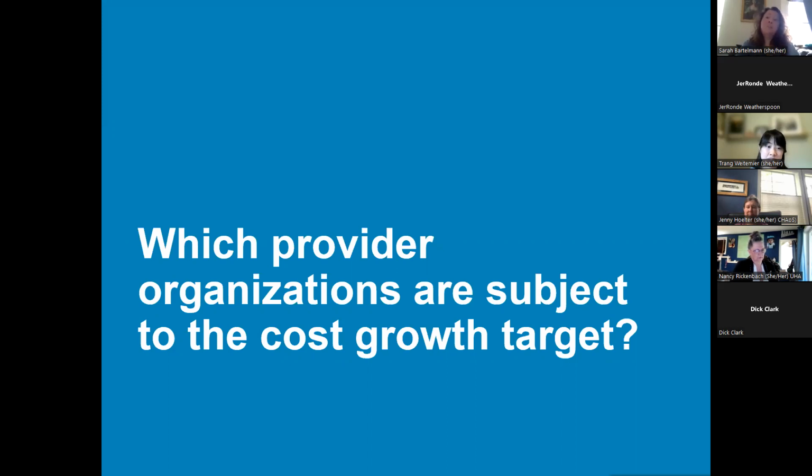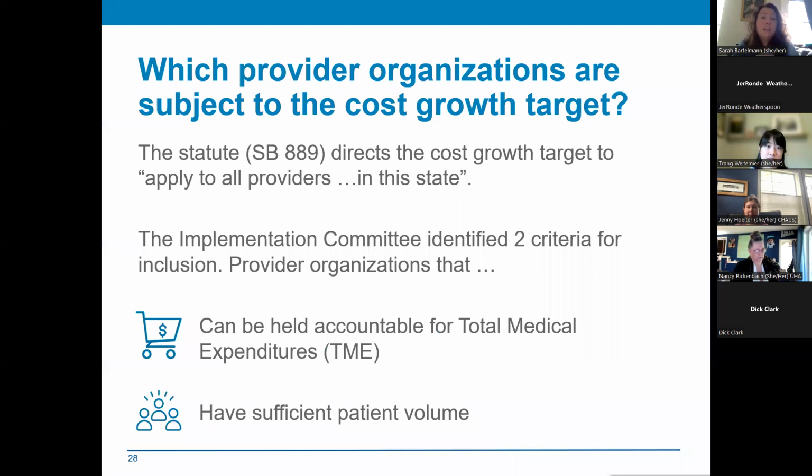Next slide. The statute from 2019, Senate Bill 889, says that the cost growth target should apply to all providers in the state. That is a really, really broad charge. And we spent some time with the implementation committee talking about how to operationalize that. The implementation committee identified 2 criteria to define what provider organization means for the context of the cost growth target program. The first criteria is provider organizations that can be accountable for total medical expenditures. And the second is provider organizations that have sufficient patient volume.